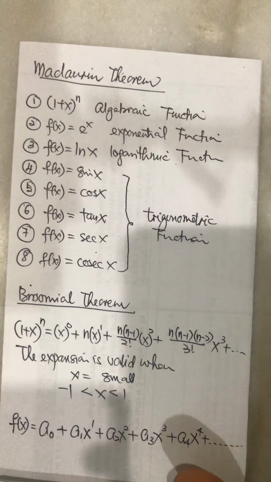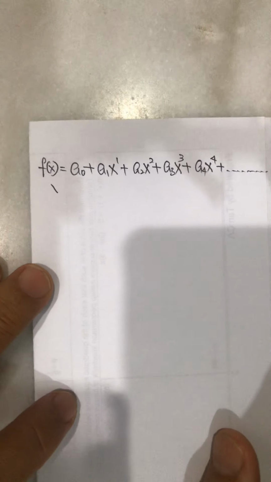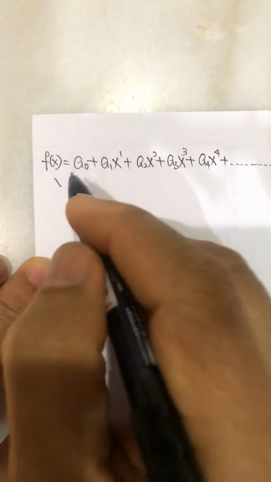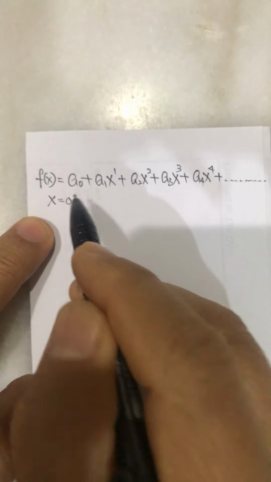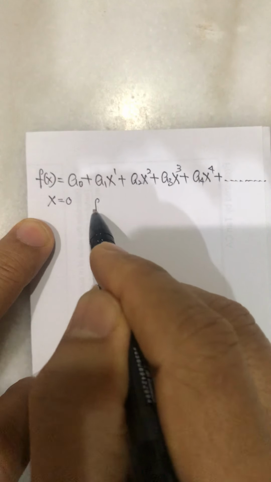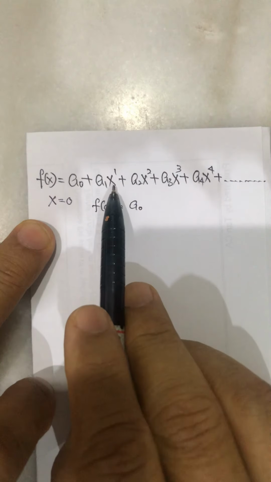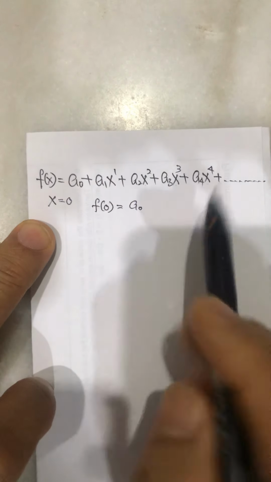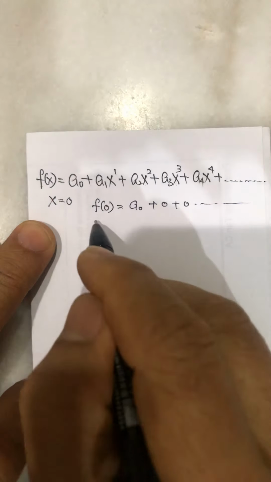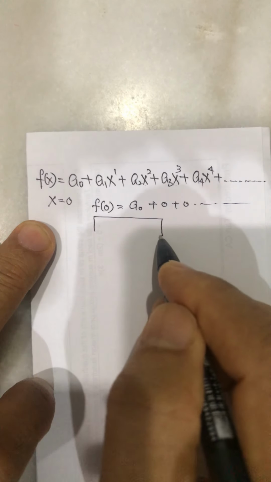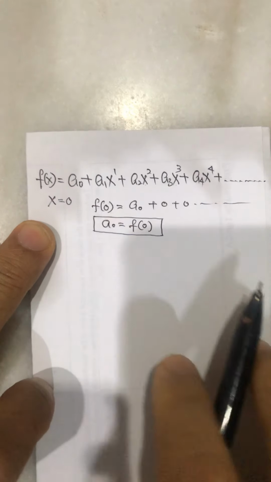Okay, now I'm going to show you. Look here: how to find A0? First of all, we just substitute x equal to 0. When I substitute x equals 0, I get f(0), which is A0. The rest, because I substitute x equals 0, will all be 0, so just forget about it. Therefore, A0 is obtained by substituting 0 into the function.